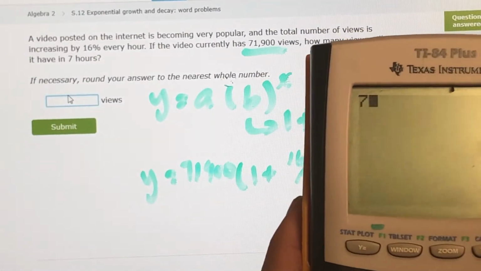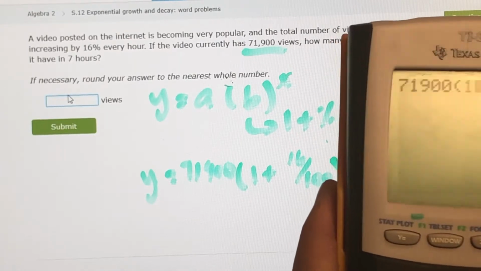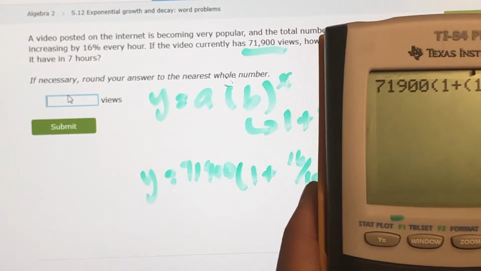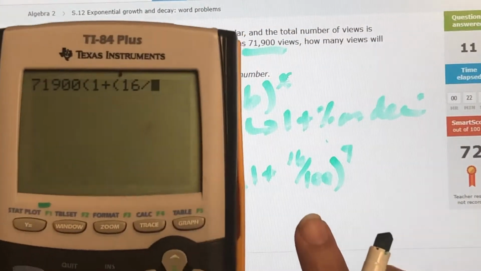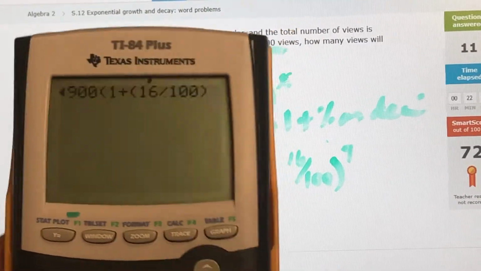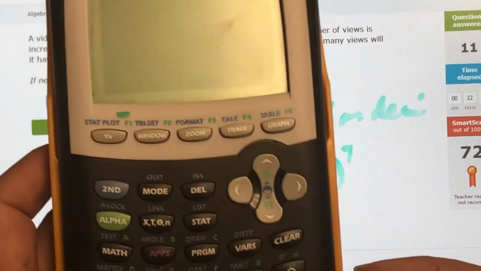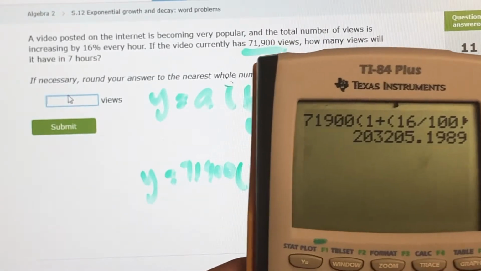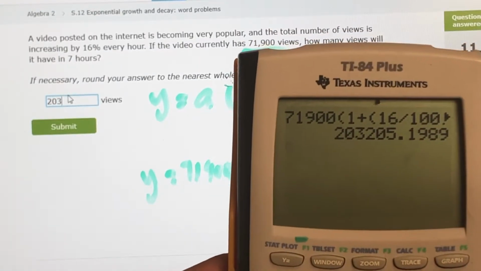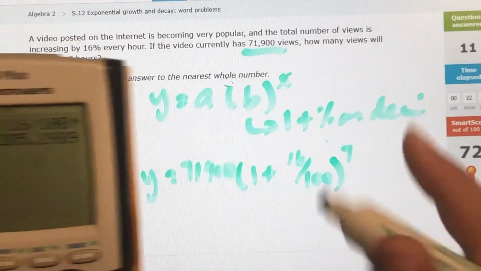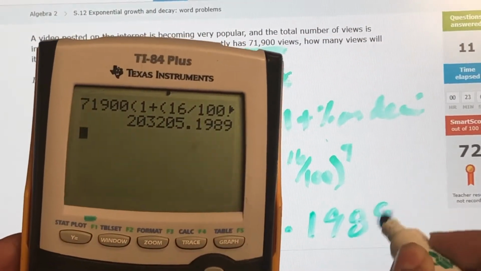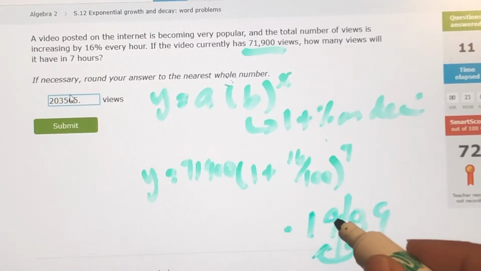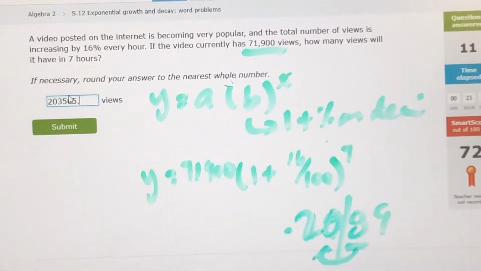So you have 71900, open parentheses, 1 plus 16. Oh, because it's a fraction, I'm sorry, you always put it in parentheses, 16 divided by 100. Close the parentheses I just opened, and then close this one. Raised to the power of 7. So you're going to get 203,205 point, to the nearest cent. After the decimal is 1989. A cent, like 25 cents, is 2 numbers. What does that 8 do? It makes that go up by 1, that goes up to 0, and that goes up to 2. So 0.20.